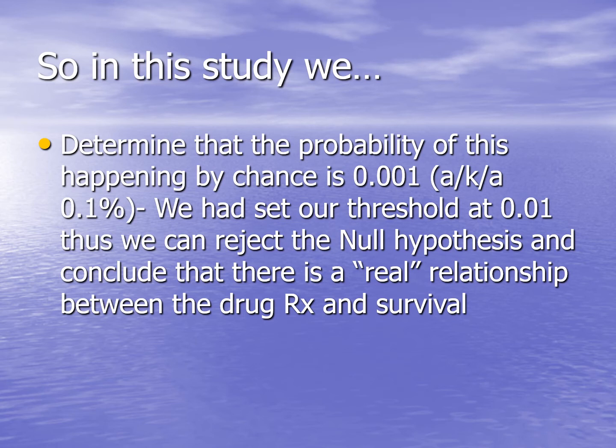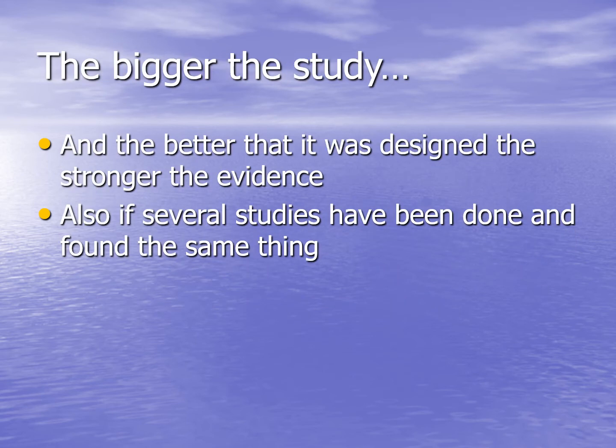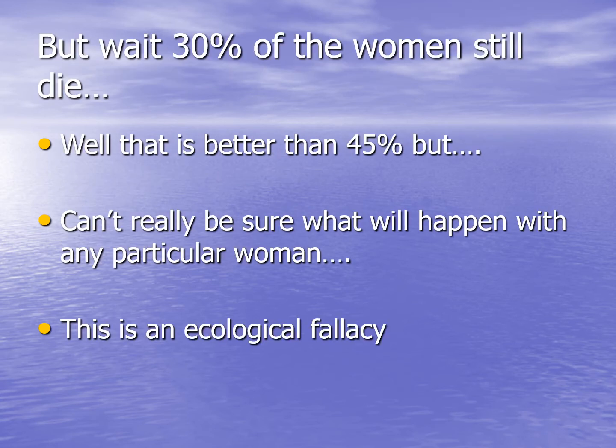We had set our threshold at 99% or 0.01 probability, so we reject it and we say, yep, this drug really works. And the better the study is designed as far as controls and all that stuff, the stronger the evidence. If there's been many studies done, especially if they were randomized controlled trials, then we really do find strong evidence for these things.